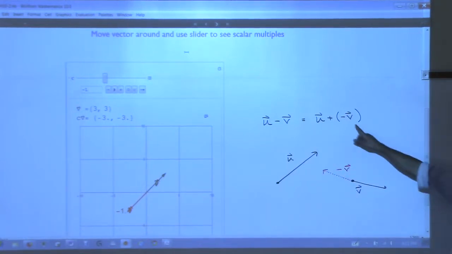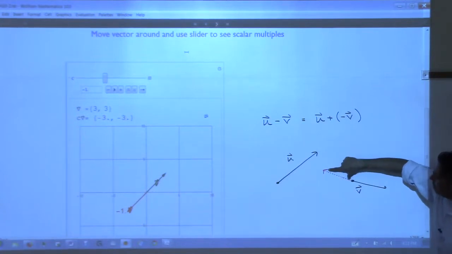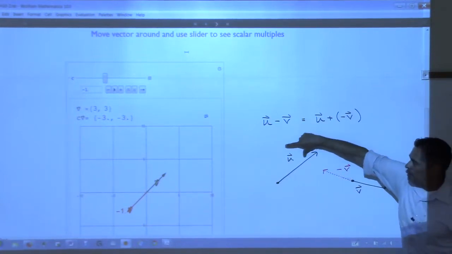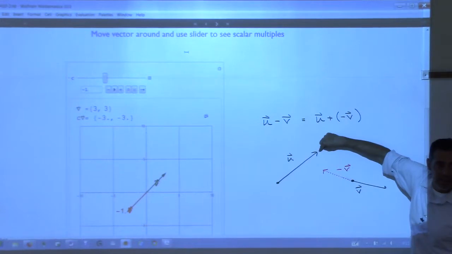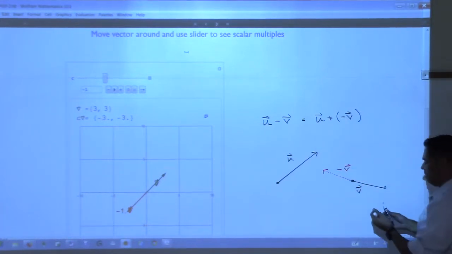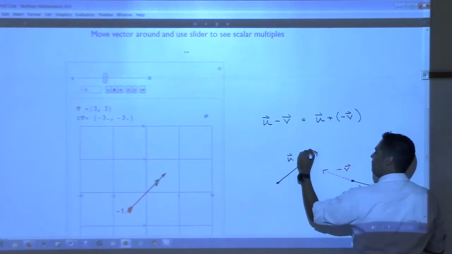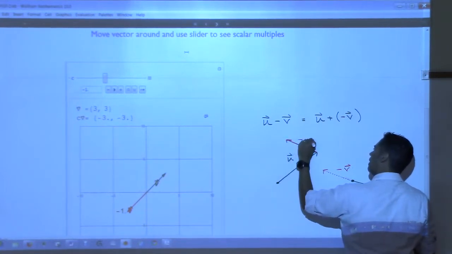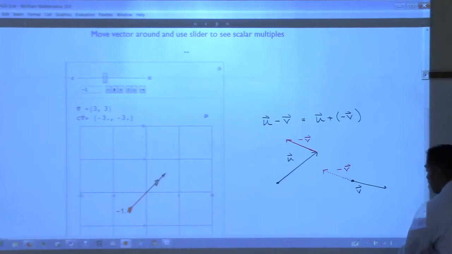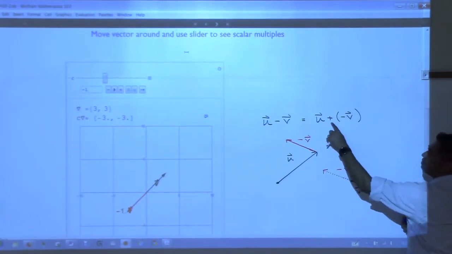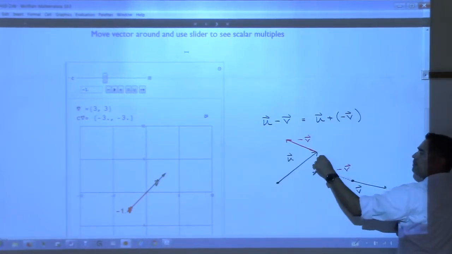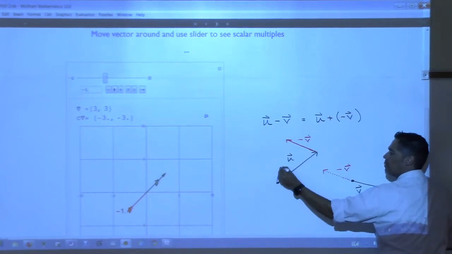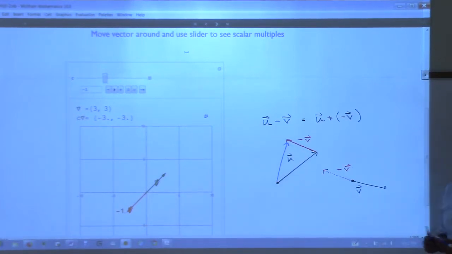And now let's add that to u. So I'm going to just take this, slide it, move it up, and attach it to the tip of this. So that would put me like this. That's negative v. So what would the net result be if I did u followed by negative v? U followed by negative v would be the vector going there to there. Okay?